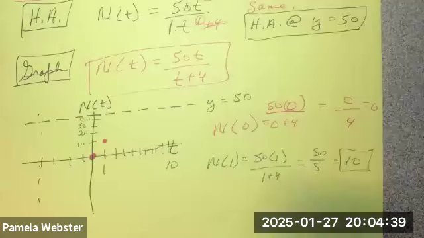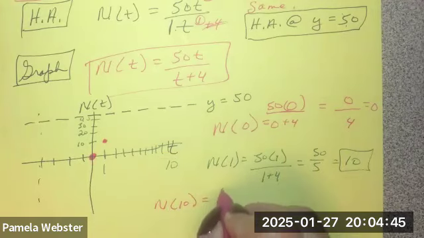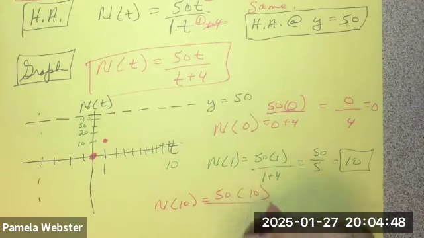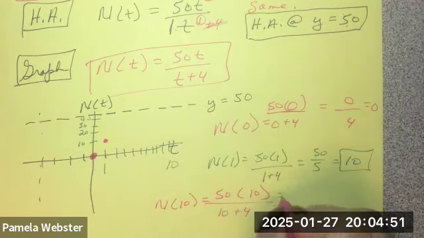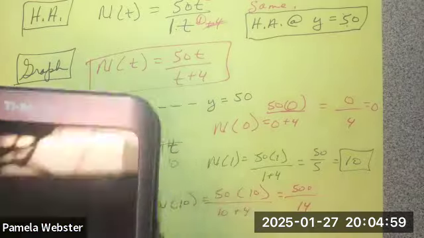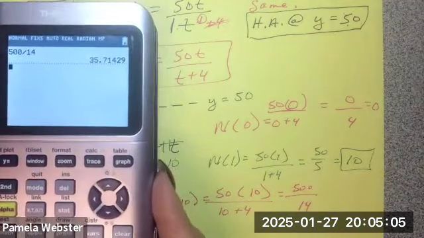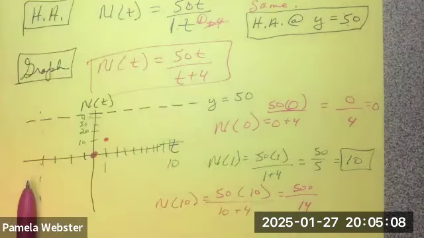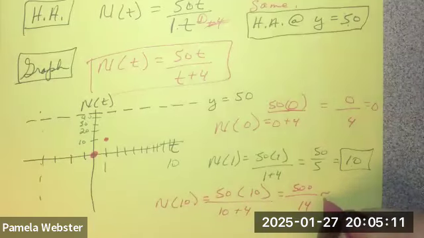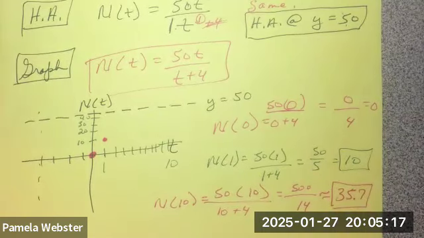Okay. So that's good. What about the 10? I want to come out here to 10. n of 10. 50 times 10 over 10 plus 4. 50 times 10 is 500, right? 10 plus 4 is 14. Okay. Grab your calculator because I'm not doing that in my head. Okay. 500 divided by 14 is 35.714. Okay. So it's about 35.7. Wow. Okay. 10 days of training. That's 2 full weeks, right? If you're doing 5-day work weeks.